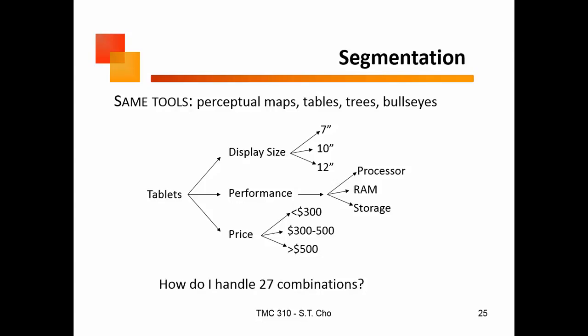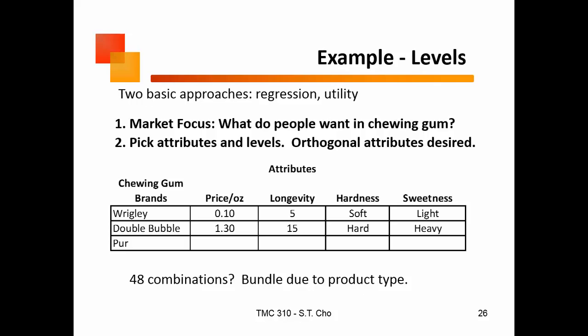Segmentation, we use exactly the same tools, whether it's trees, maps, or whatever. When I have 27 combinations, I can't test for 27 combinations. So I have to figure out which cases make the most sense. And this is where I need to go out and use levels again. Essentially, we're going to use the same concepts as we use for DOE. I'll go through this process more in the next video.